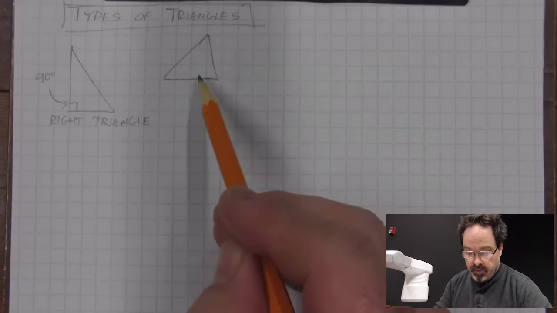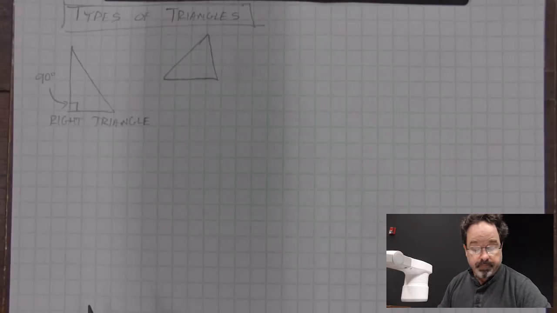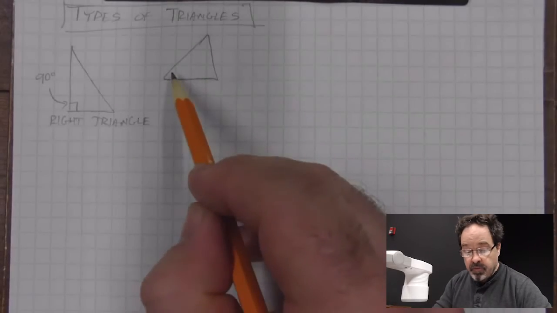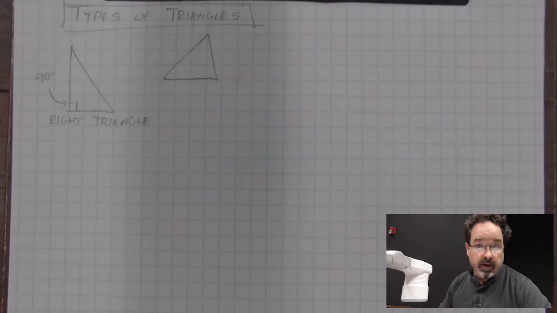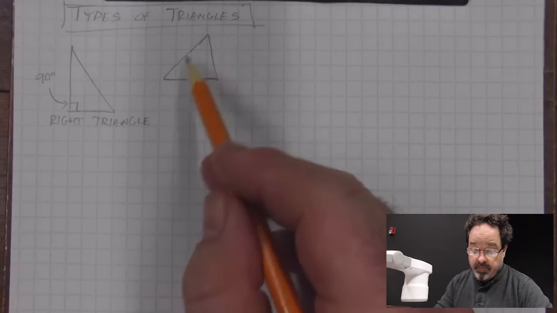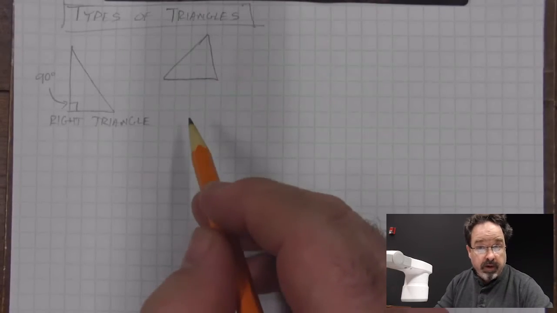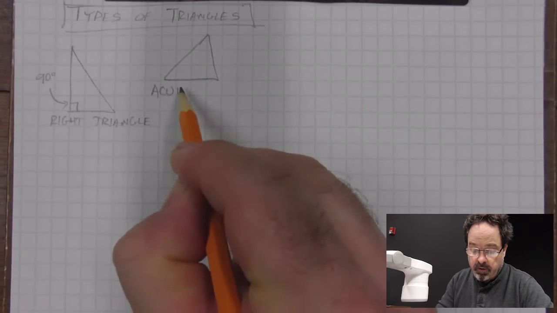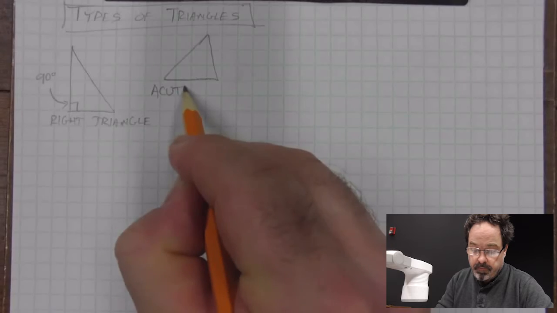I've drawn another triangle here, but I haven't named it yet. It doesn't have a right angle. It has three angles that we could say are acute angles because their measures are small, between 0 and 90 degrees. If a triangle has all three angles acute angles, then we can call it an acute triangle.